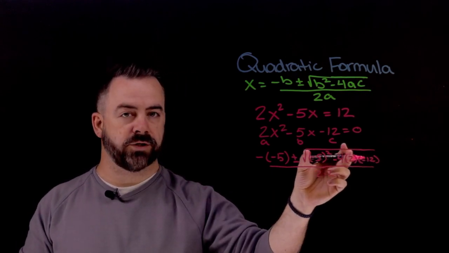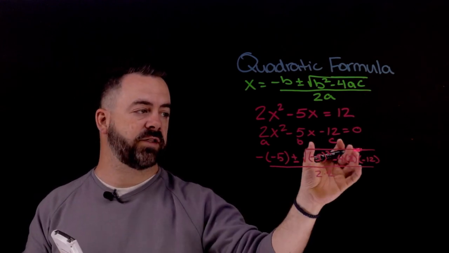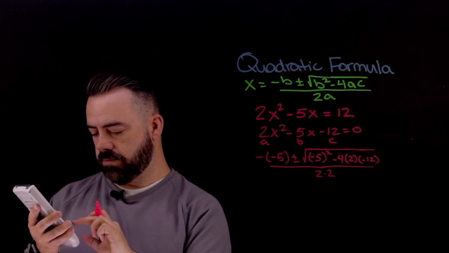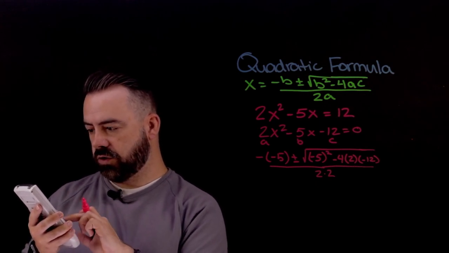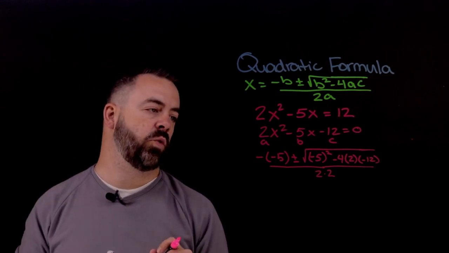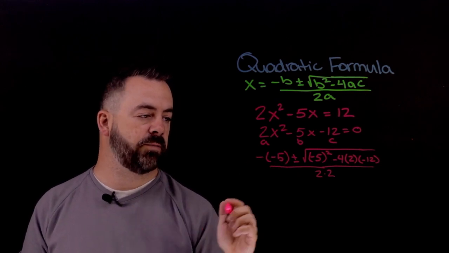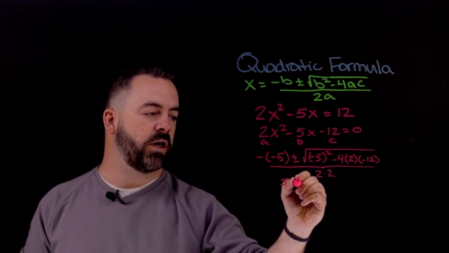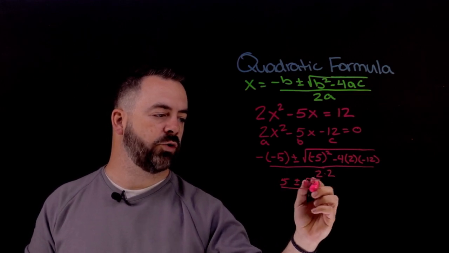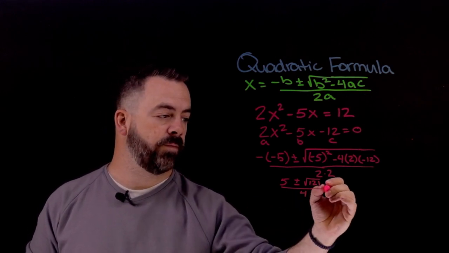This inside part is called the discriminant. And I'm going to use my calculator to make sure I get this inside value correct. Negative 5 squared minus 4, a is 2, c is negative 12. Simplifies to 121. Double negative out front, also allowed to simplify into 5. 2 times 2 is 4.